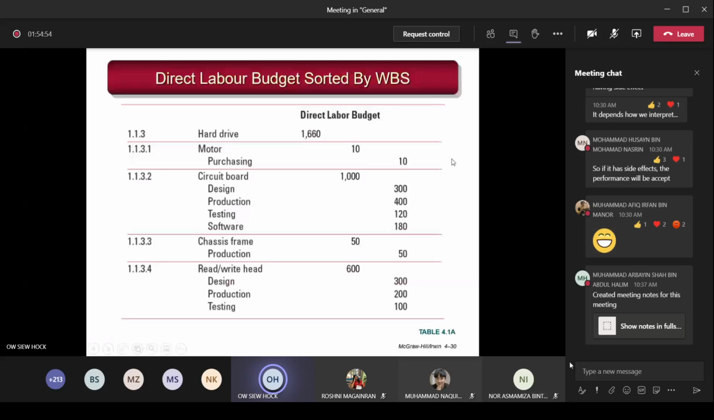And then this one is sorted according to the WBS, the work. You see, it's the hard drive motor. This is according to work. And this one comes under the organization, under that WBS.